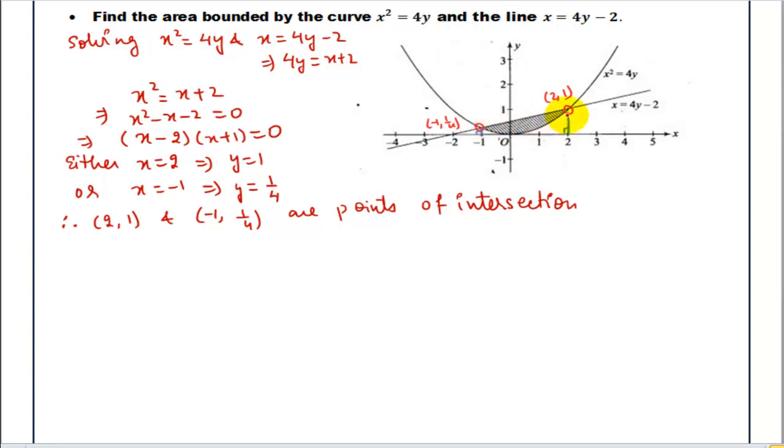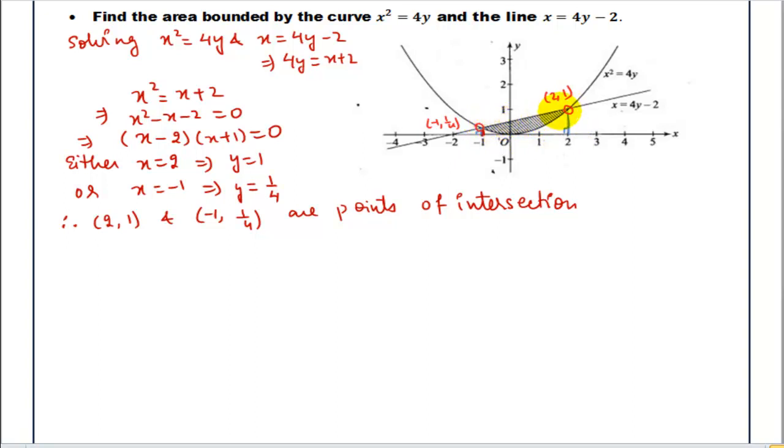And if we look at the point of intersections and we drop perpendiculars from there, you will see one perpendicular meets the x-axis at -1, the other one meets the x-axis at 2. So we are going to integrate the function within the limits -1 to 2. But how is it to be done? If you see, within this range of values which x is taking, the required area is falling under the line.